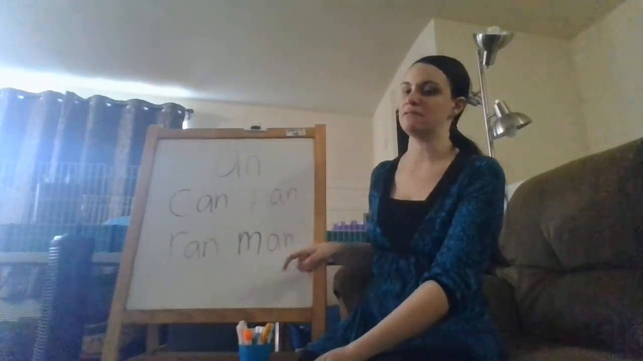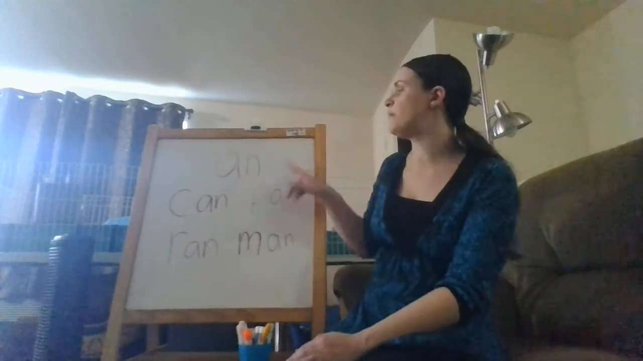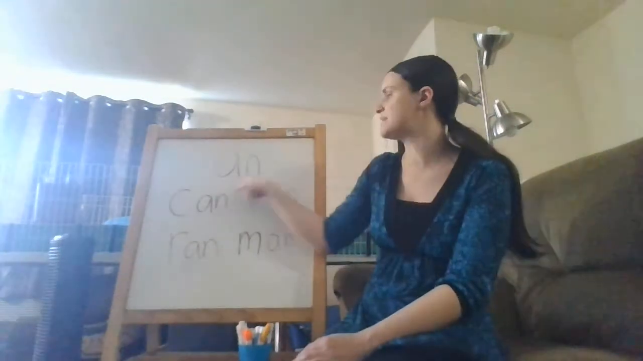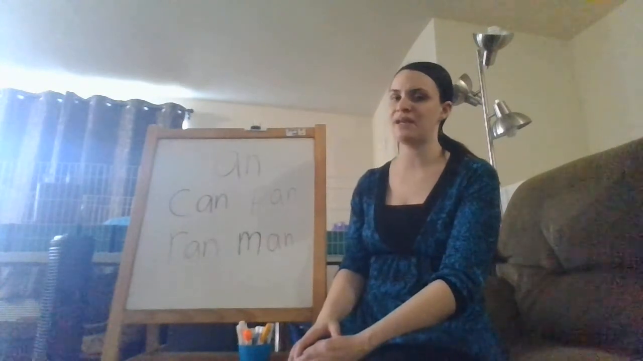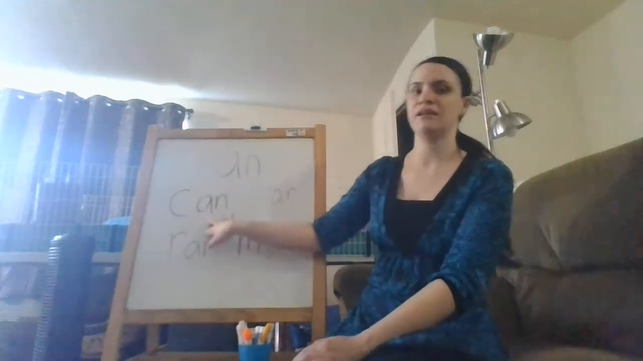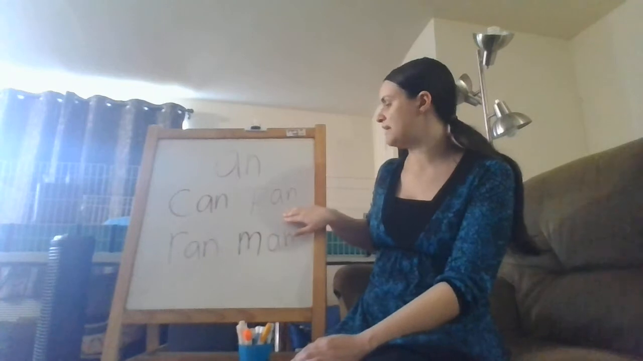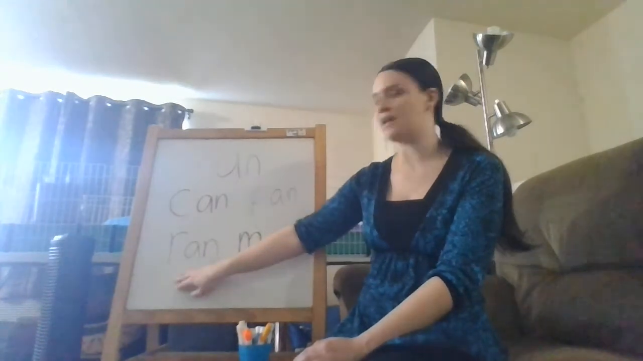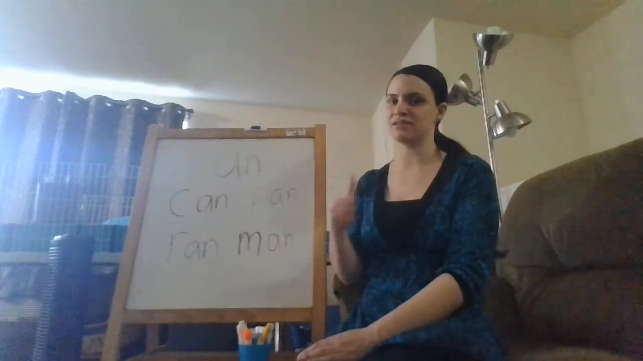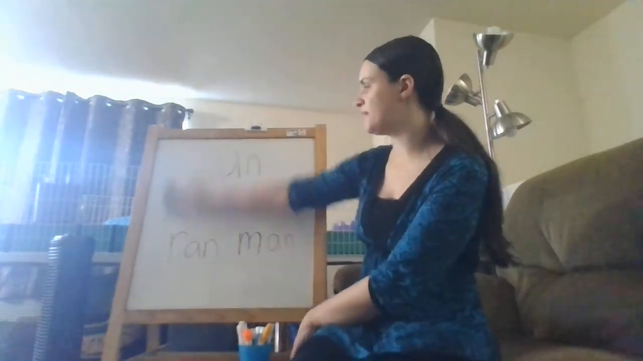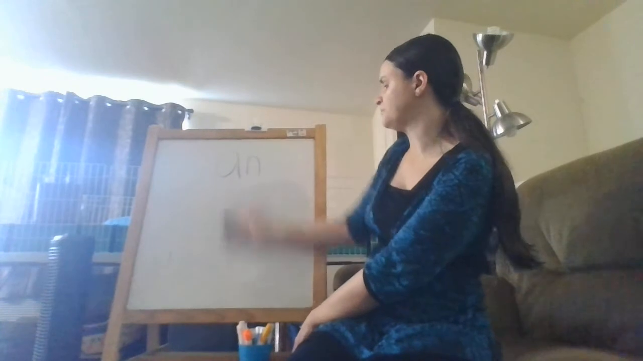Ready? Man. Now remember, all of our words in the word family rhyme because they all have the same ending sound. To rhyme, something has to have the same ending. So ready? Let's say our whole word family together. Ready? Can. Can. Pan. Pan. Ran. Ran. Man. Man. Very good, guys. Awesome job.